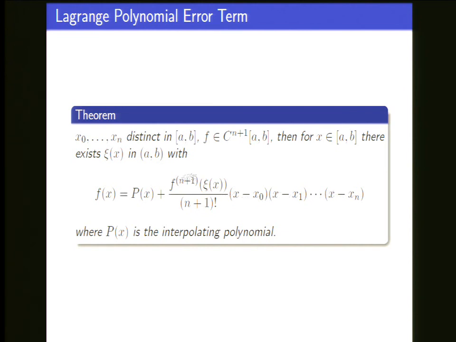Because while this derivative at xi, you don't know anything about, right? So typically this here, you just bound by the worst case. This, however, you're going to have to maximize. And the reason that's important is that it can actually be quite a bit smaller than the obvious one.